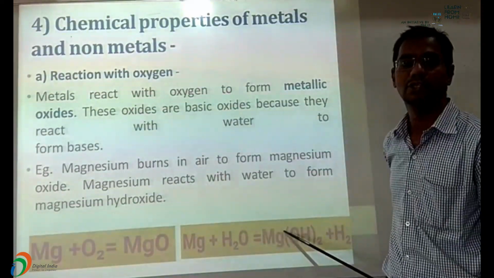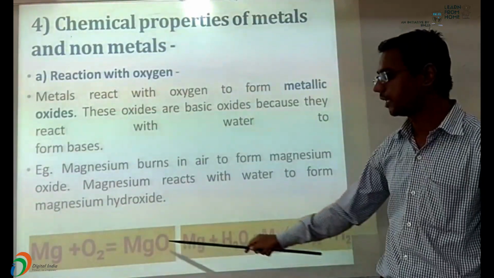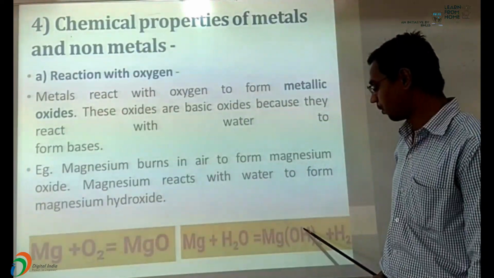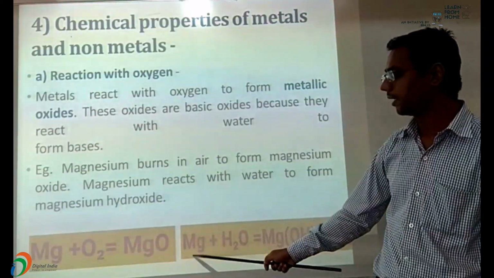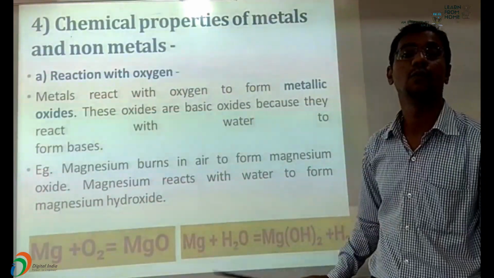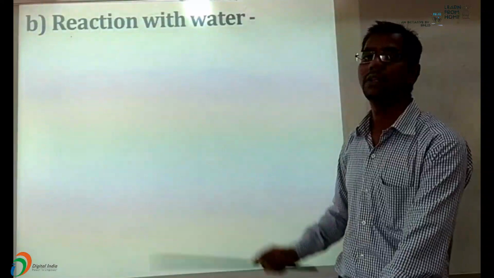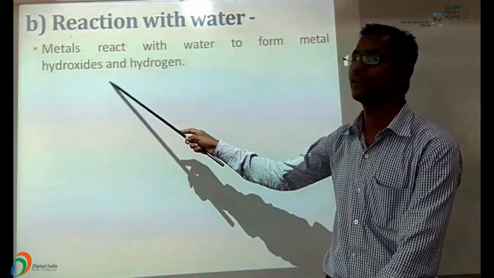MgH2 to form magnesium hydroxide. So hydroxide means OH, oxide means O, oxygen means O2. So this metal hydroxide is formed when any kind of metal reacts with water. Next, reaction with water. So a metal reacts with water to form a metal hydroxide and hydrogen.